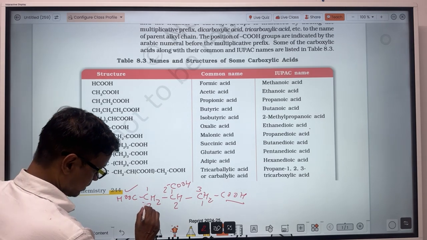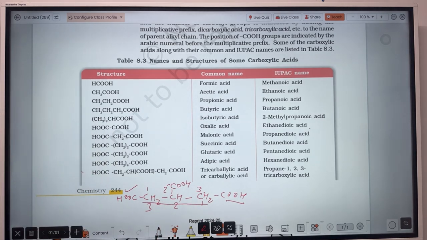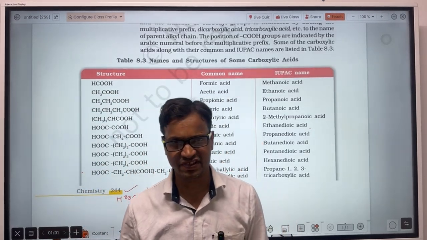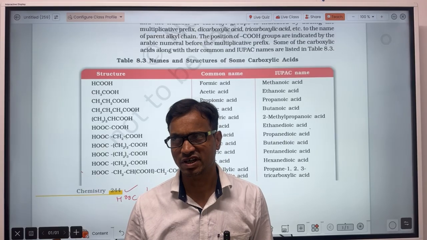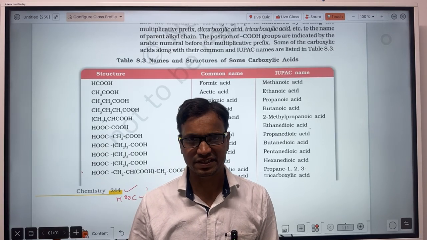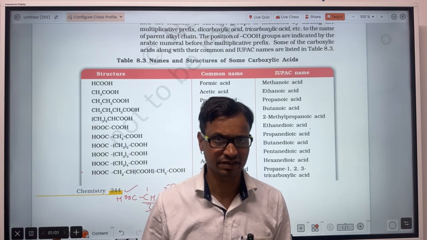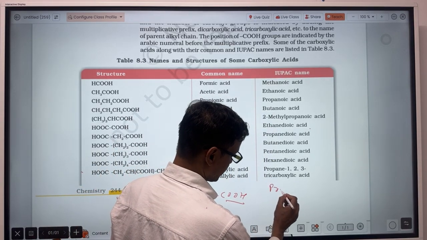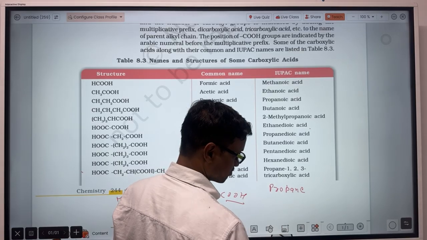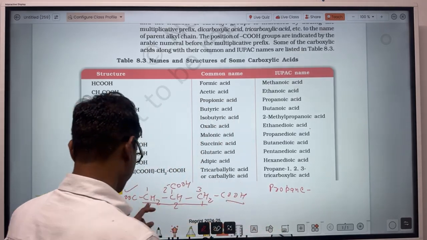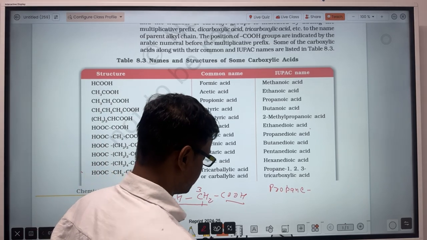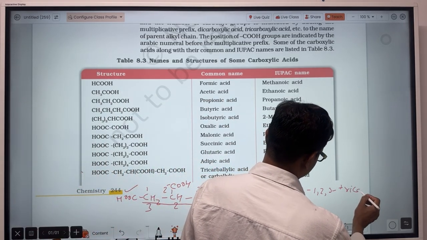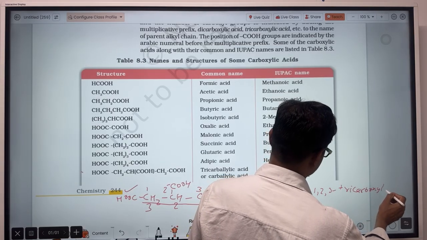So we can write here that the E will be retained because the number of COOH groups is more than 1. So we will have to write the prefix tri. So that's why the E of the alkane will be retained. So it is propane, and of propane we will retain the E. Propane, and at first, second, and third position there is carboxylic acid. So that's why we will write 1, 2, 3-tricarboxylic acid.